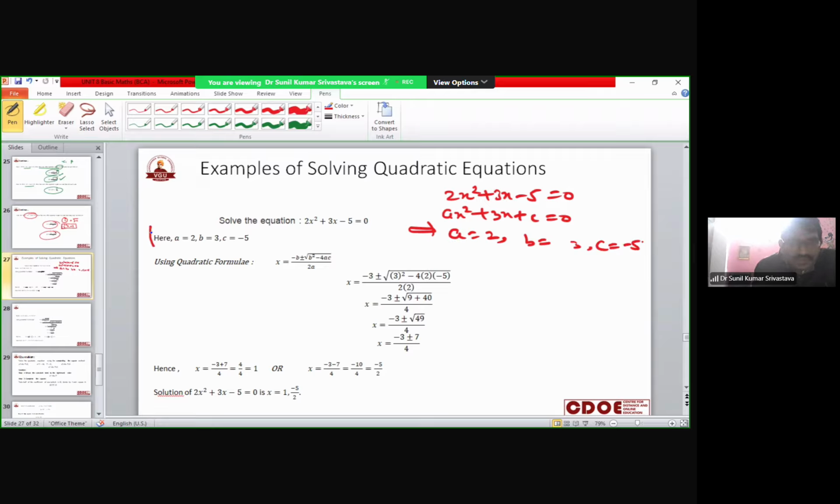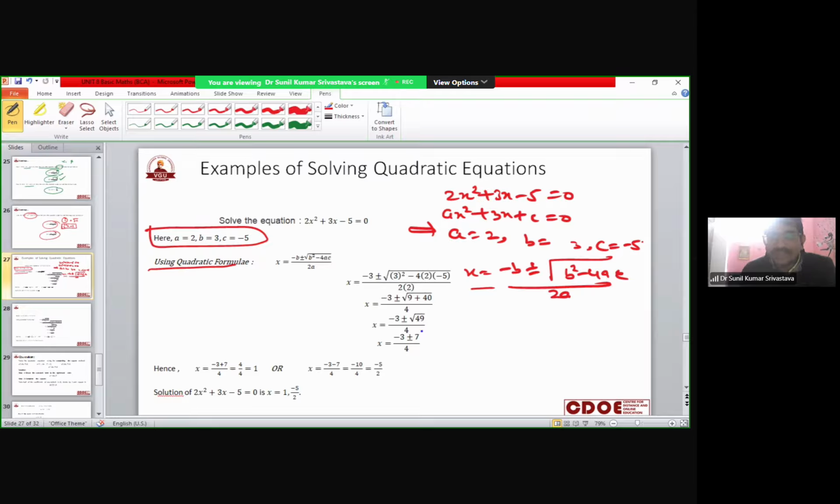So comparing the equation, we find a equal to 2, b equal to 3, and c equal to minus 5. Now using the quadratic formula, that is the Sridharacharya formula, x is equal to minus b plus minus under root b square minus 4ac upon 2a. Just put the values. b is equal to 3. So minus 3 plus minus under root 3 square minus 4ac upon 2a, and make the simplification.